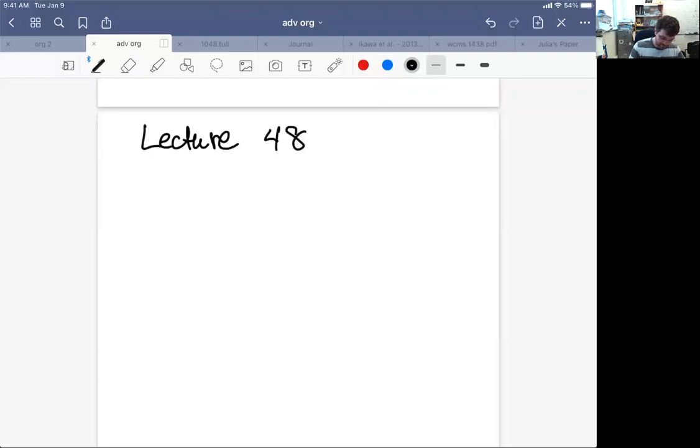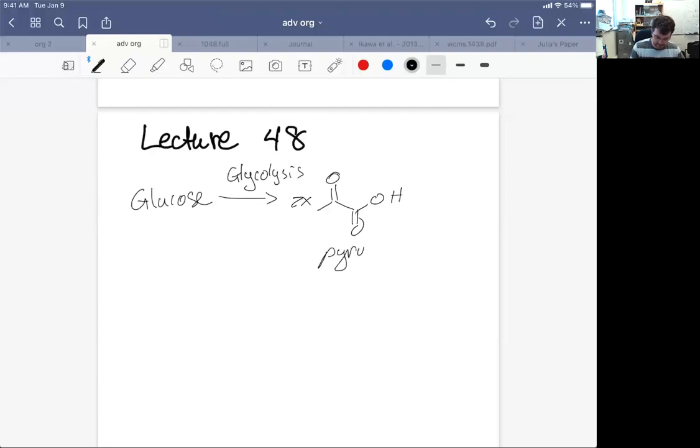So if we take a look here, first of all we took glucose and we did glycolysis to generate two of these 3-carbon products, which is pyruvic acid or pyruvate. So glucose was C6, pyruvic acid is C3, and then if you recall, in the presence of oxygen, we could convert this pyruvic acid into acetyl-CoA with loss of CO2.